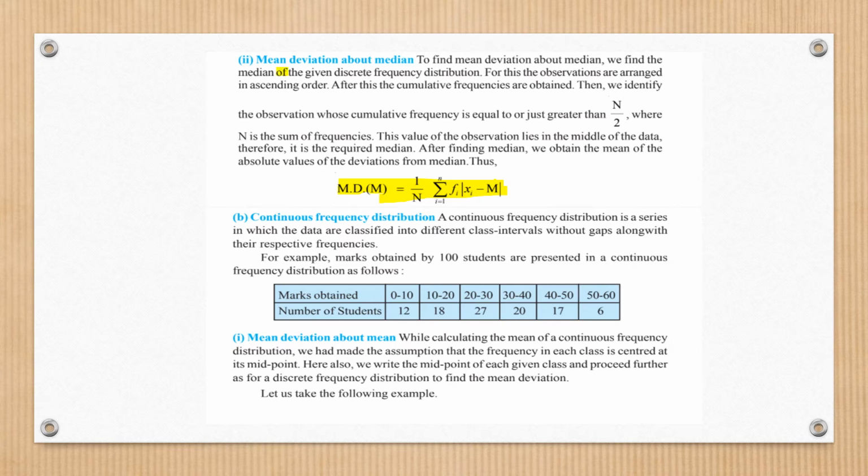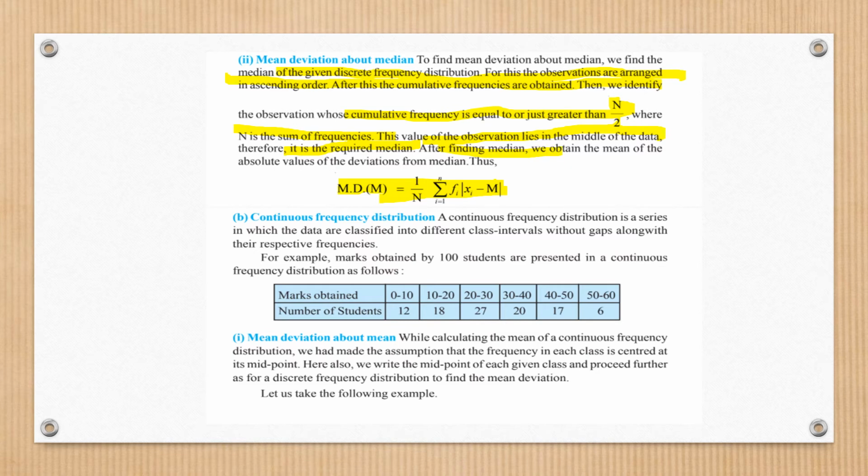We find the median of the given discrete frequency distribution: the observations are arranged in ascending order, and then we find the cumulative frequency. Then we find n by 2 and search for it in the cumulative frequency column, where n is the sum of frequencies. This observation lies in the middle of the data, therefore it is the required median. After finding the median, we apply this formula to get the answer.